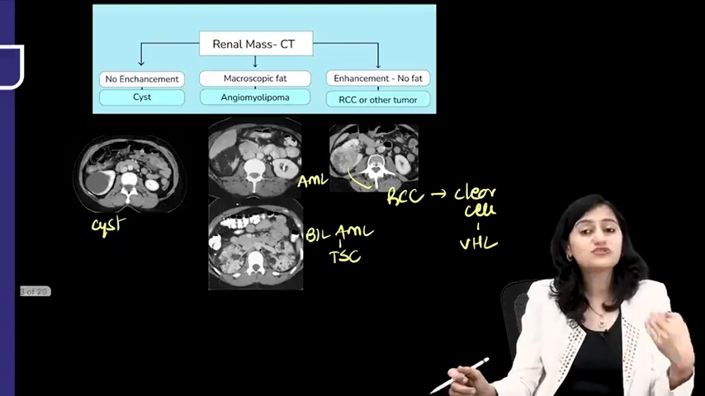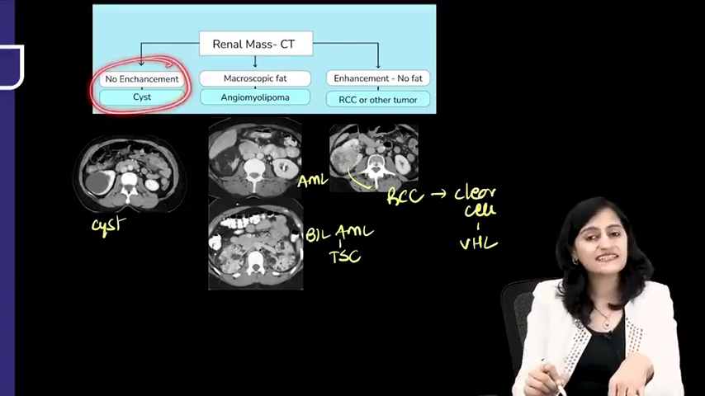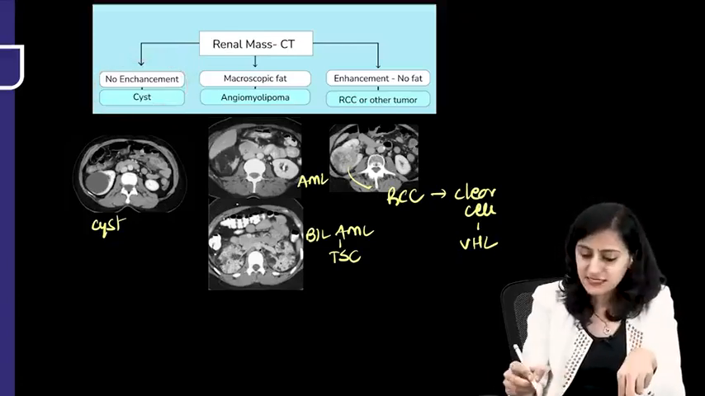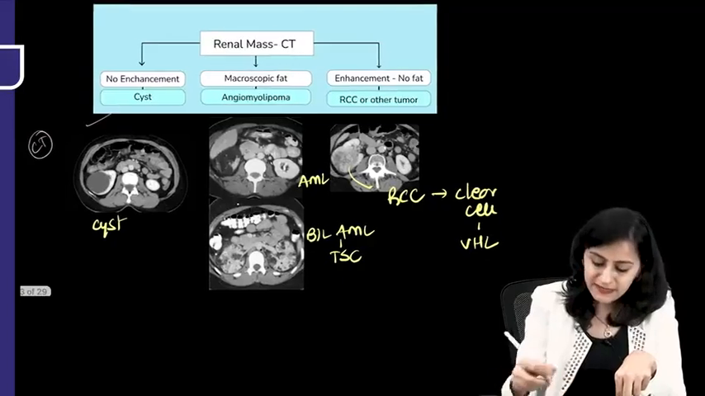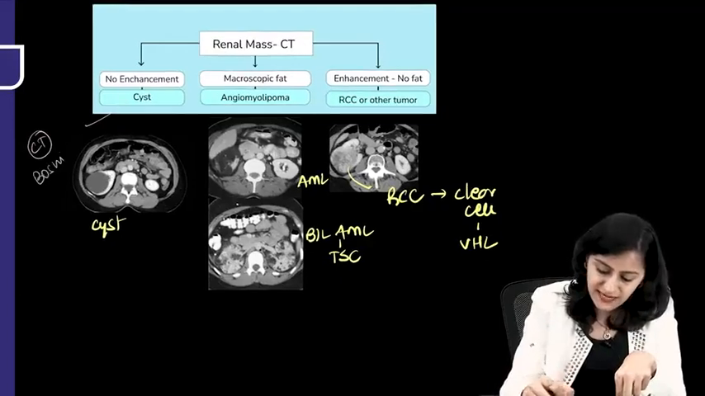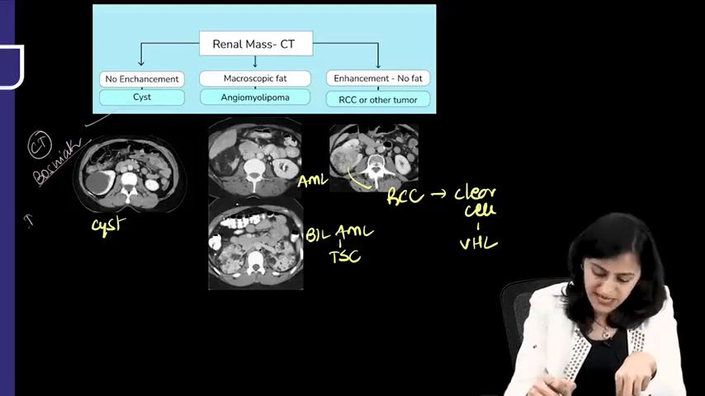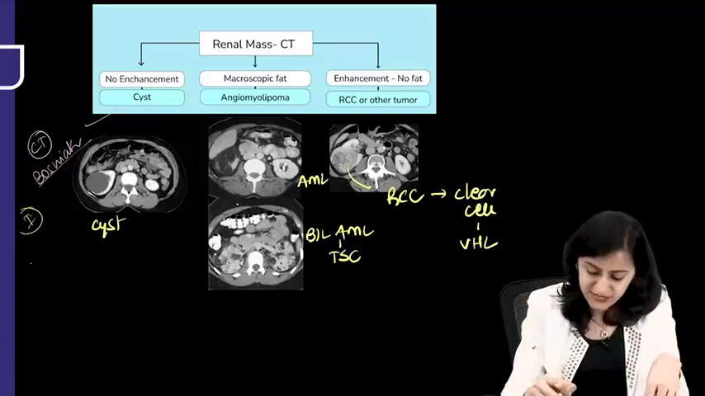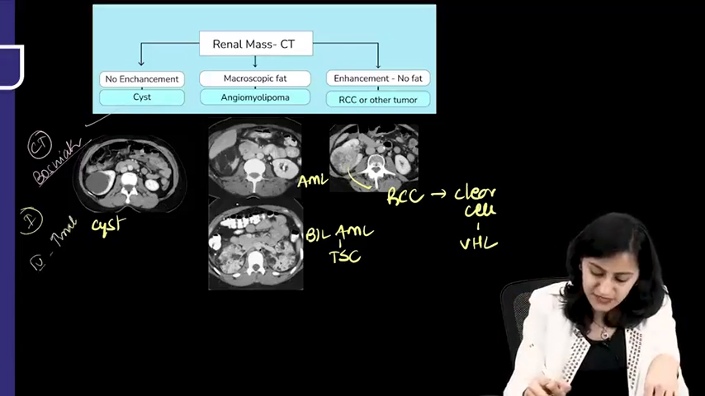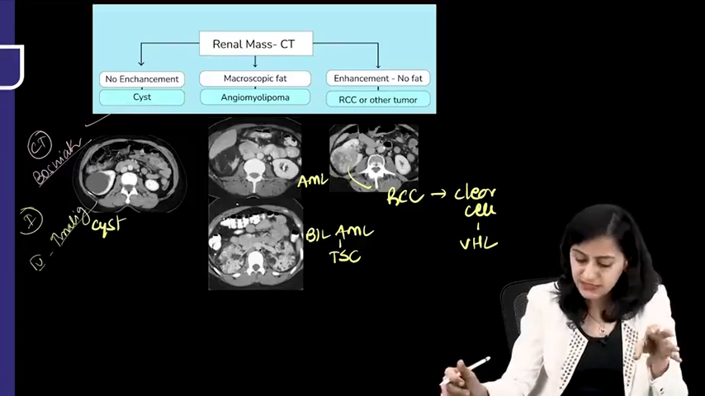Next, now coming to the renal mass. Now renal mass, if it does not show any enhancement, think of a renal cyst. What classification do we use for renal cyst on CT scan? That is the Bosniak classification, right? Bosniak 1 is a simple cyst, non-enhancing, no septa. Bosniak 4 is the one which has maximum chance of malignancy. It is enhancing, it has solid components, right?